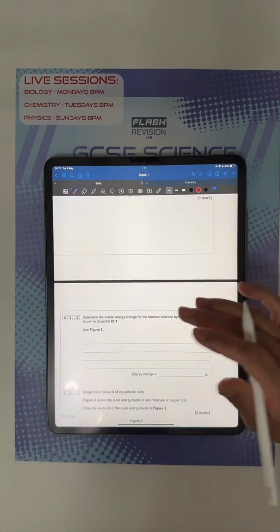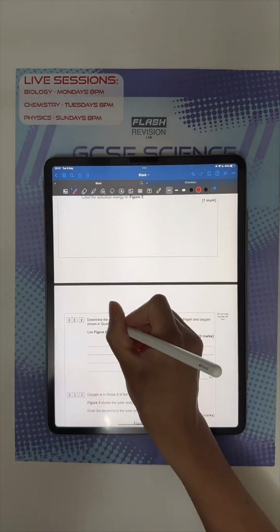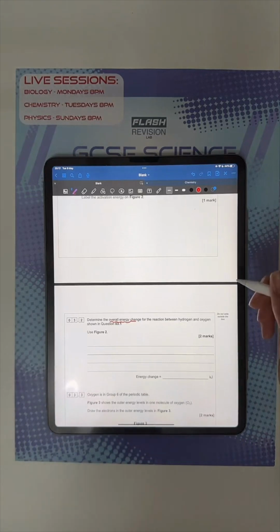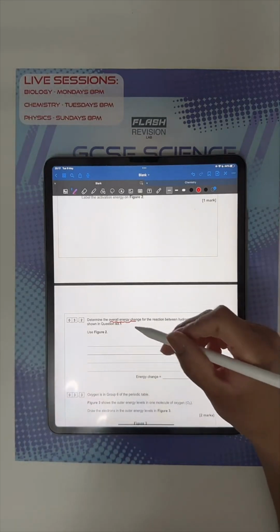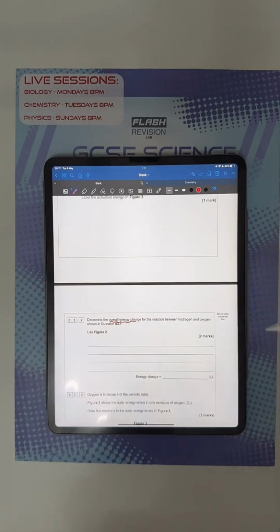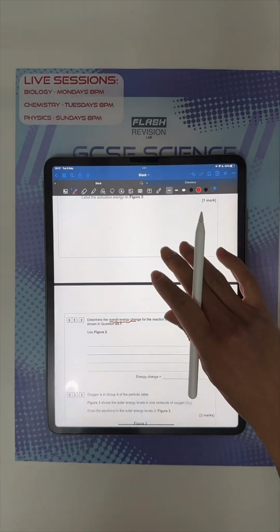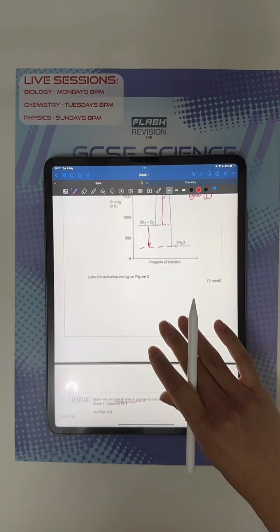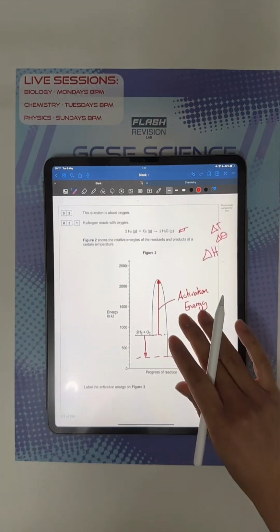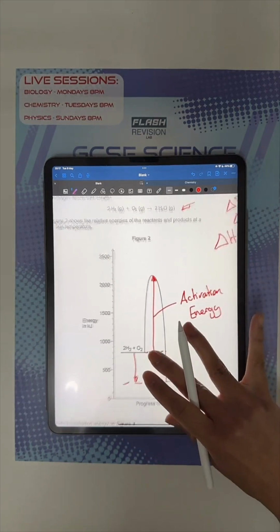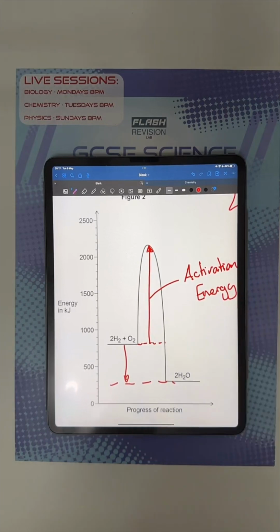All right, next one. Determine the overall energy change. Okay, so now it's asking for it, but it's not asking you to label it. It's asking you to find the value. Determine the overall energy change for the reaction between hydrogen and oxygen shown in this question. Use figure 2. So using this, guys, it's asking you to work out, let me zoom in. It's asking you to work out the overall energy change, the actual value. So what would you do to do that?